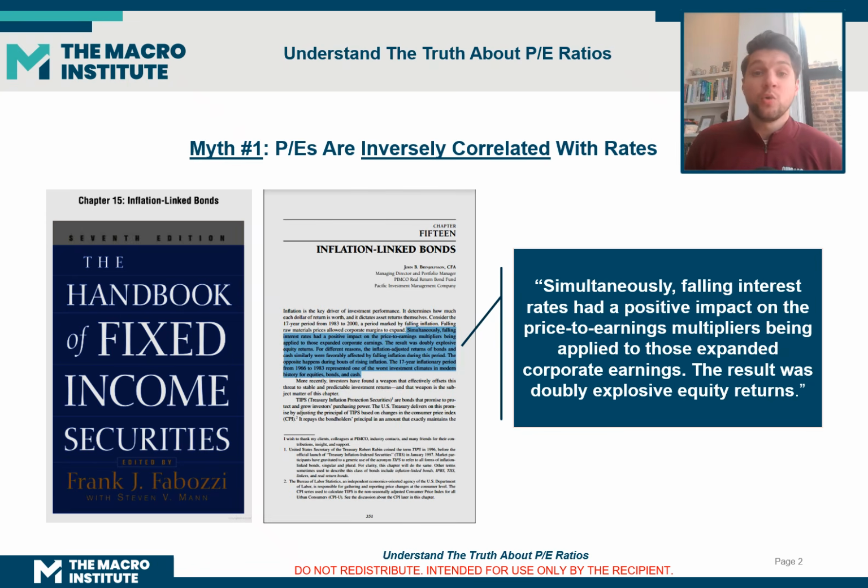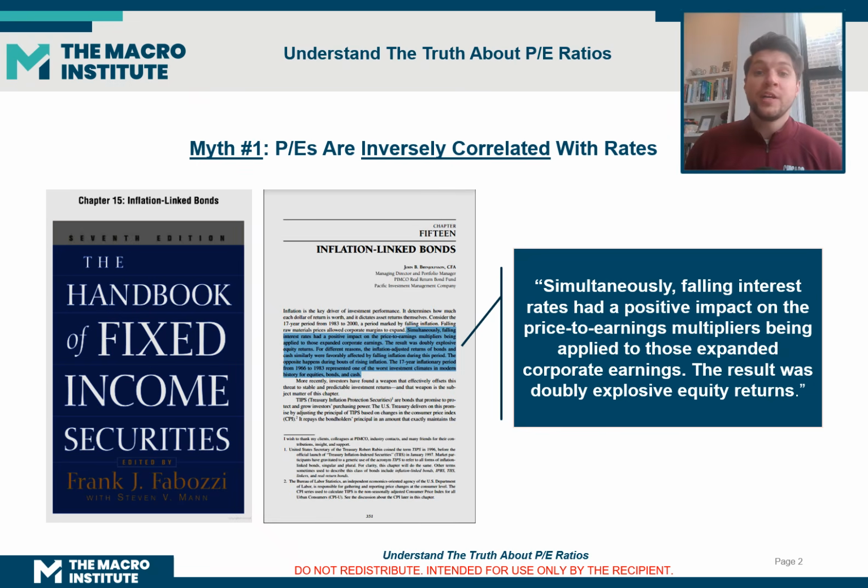So myth number one, PE ratios are inversely correlated with interest rates. Now, if your schooling was like mine, you spent way more time covering earnings than you did learning about PE ratios. But the one thing you did probably learn was that PE ratios were always negatively correlated with interest rates. And that is because if you pick up almost any financial textbook, that is what it teaches, that this relationship always exists. But in reality, that is not the case.